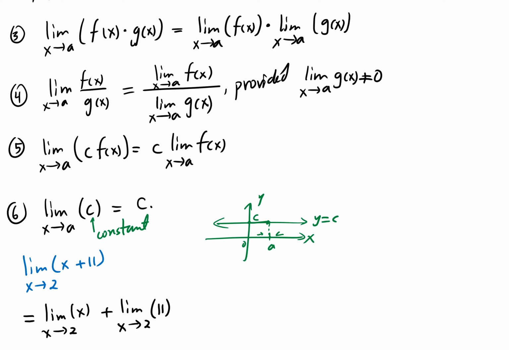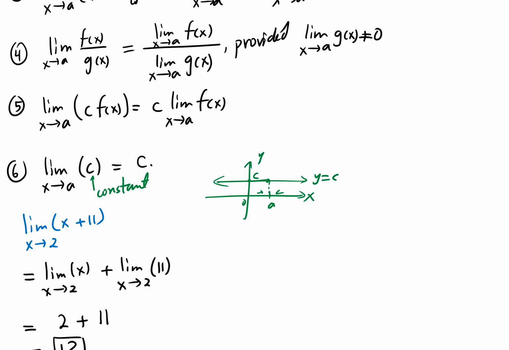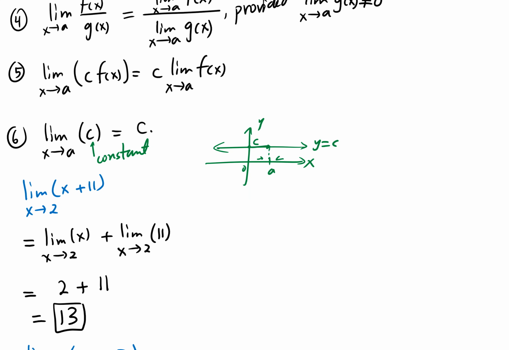For the first one, that's a straight line, y equals x. As x approaches 2 from both sides, the y value goes to 2. And the limit of the constant, by property 6, is still itself, 11. That gives us 13. So when you start working on homework from the book, you should show steps like this. Only for this section; in subsequent sections you can skip steps. But for this section, we do need to use them.